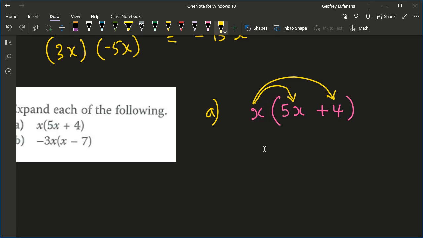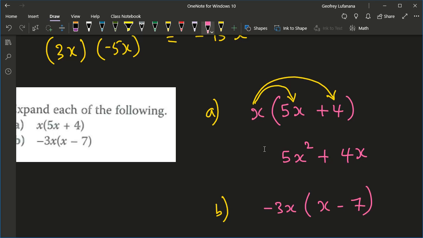So I have x times 5x. That's going to give me a 5x squared. And then x times 4, it's a positive, so I'll have a 4x. Okay. Part B, similarly, it happens to be a minus 3x into x minus 7.